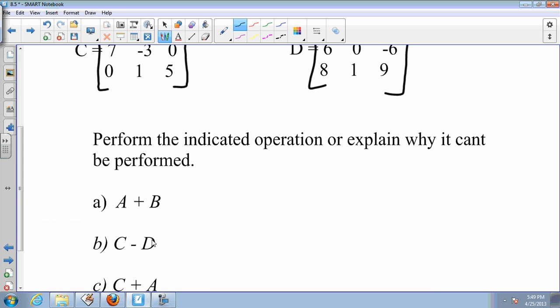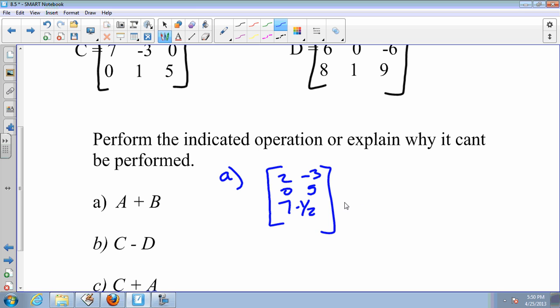So we're asked to perform the indicated operation or explain why it cannot be performed. For part A, we're asked to add A plus B. So we write 2, negative 3, 0, 5, 7, negative 1/2, add to it B, and we add by spot position in the matrix.